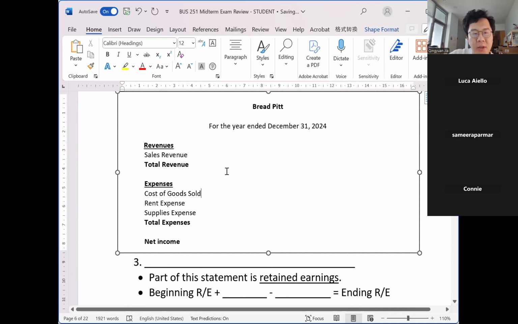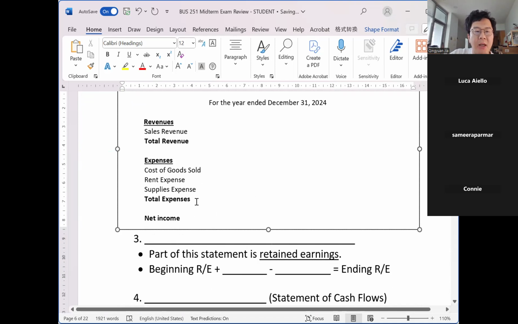Put the revenues here and total revenue, and list all the expenses here and sum them up to have the total expenses. And then we use the revenues to subtract the expenses, and then we have the net income.